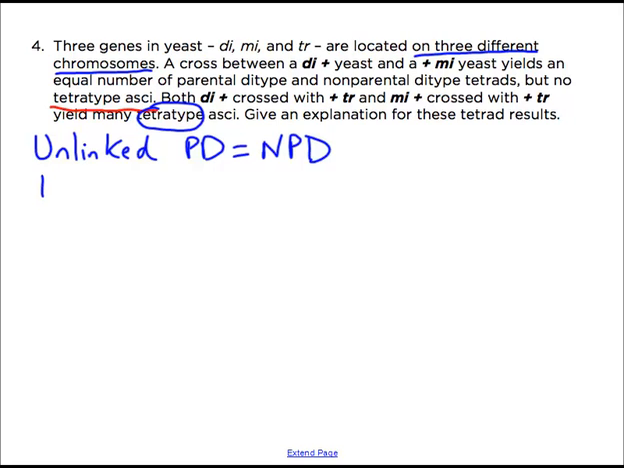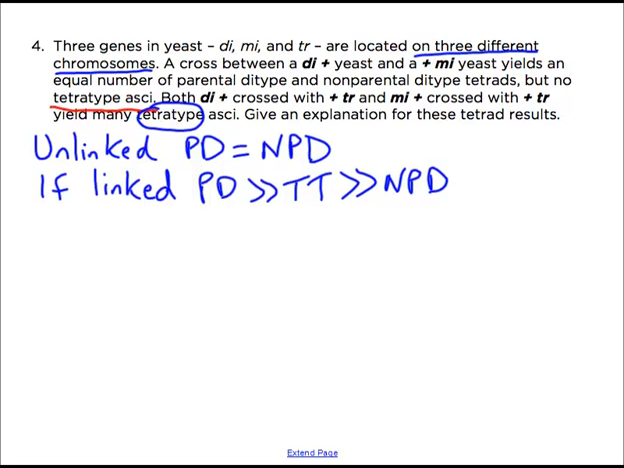Remember, let's just make sure we have the concept down on this. If genes are linked, that doesn't apply to this problem, but it gives you a great context. You mostly see PDs. The amount of those is a lot greater than the amount of tetratypes, and the amount of tetratypes is a lot greater than the amount of NPDs. That's because in that context, NPDs are caused by a certain type of double crossover, right? But that's not what's happening here. So I'm just saying, normally this is the normal situation. If linked, you'll see tetratypes at a certain frequency. If unlinked, you shouldn't see any of them.